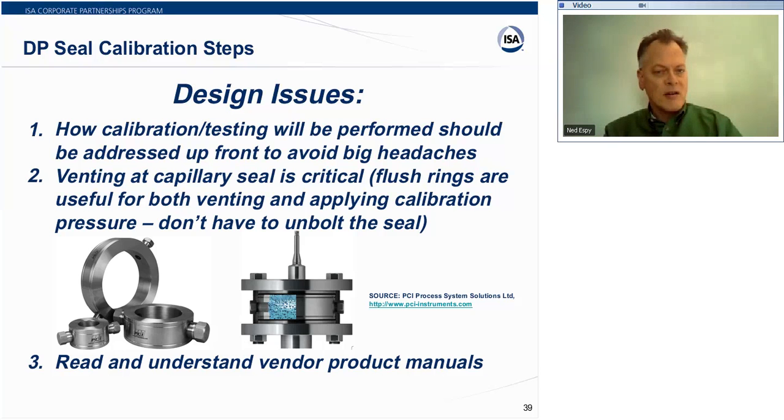And one thing I learned just in preparing for this is you should utilize flush rings. As you can see in this picture, I just grabbed this off the internet from a supplier. Here's the rings over here, and you can actually sandwich it between the capillary and the tank. So this gives you a way to get access to the pressure seal, where you can stimulate it with the vacuum and pressures that you need to, without removing it from the process.